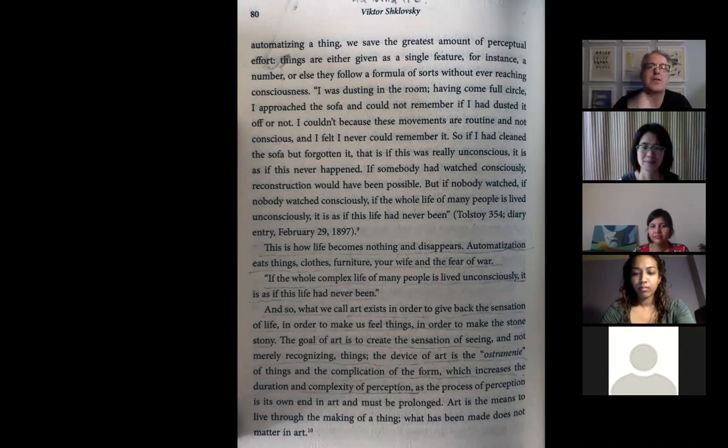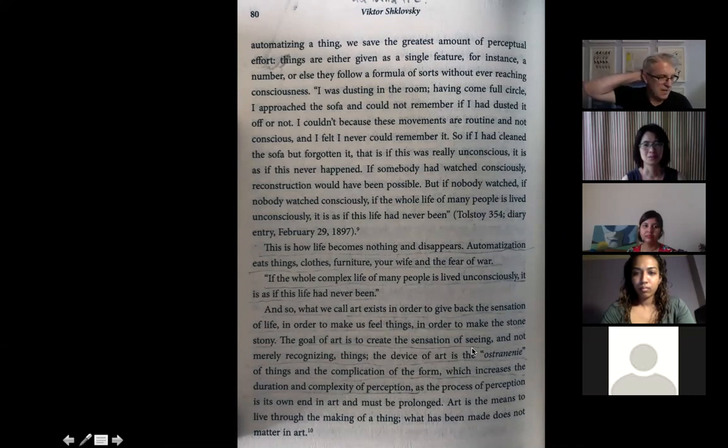So Shklovsky is starting this excerpt with a section of Tolstoy's diary. So this is Tolstoy speaking. "I was dusting in the room. Having come full circle, I approached the sofa and could not remember if I had dusted it off or not."